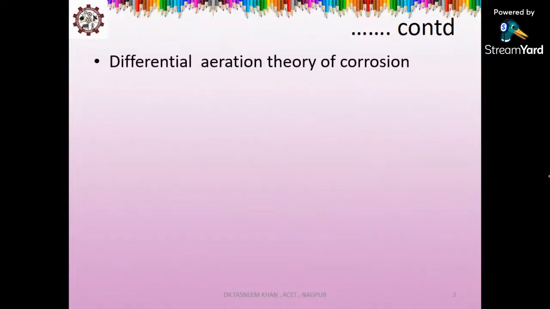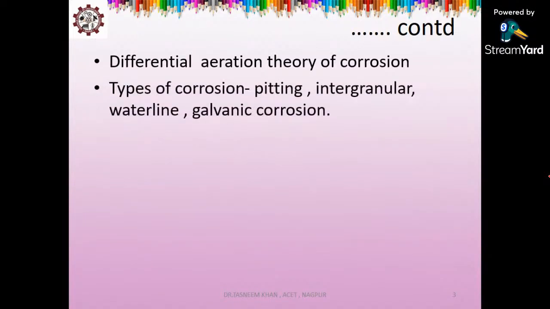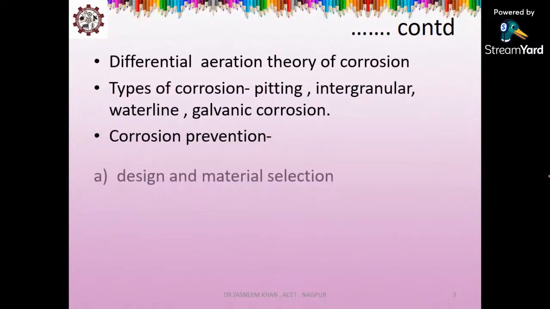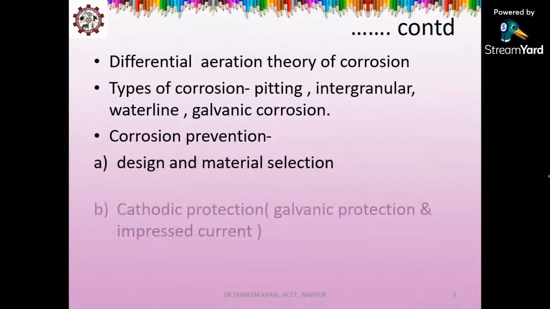Then we'll be going with the differential aeration theory of corrosion, right? Then we'll go with the different types of corrosion, especially pitting, intergranular, waterline, and galvanic corrosion. Stress corrosion is also there, so I'll be talking about stress corrosion as well. Then how we can do the prevention of corrosion. Okay. So design and material selection.